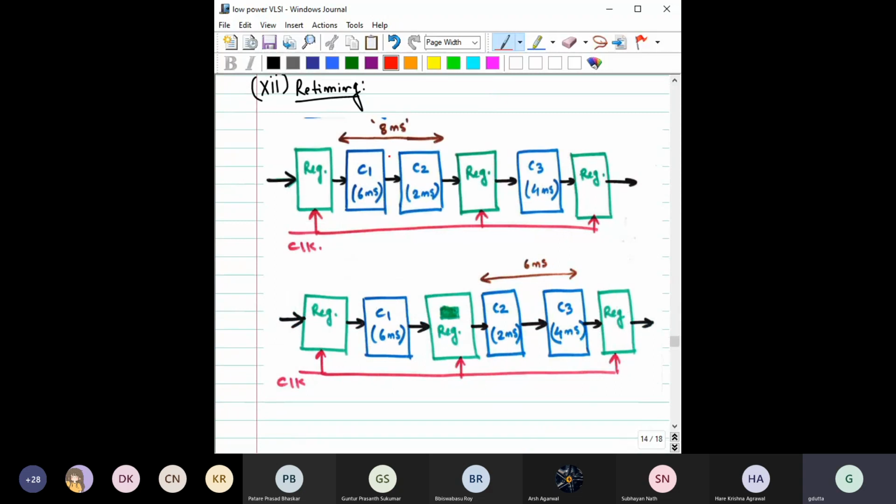Retiming is very easy. Instead of making uneven timings between these registers which are operated by the clock, if you make the arrangement such that the delays are almost the same between these two registers fed by the clock, then you can again speed up the process. Then you have the possibility to reduce the VDD.